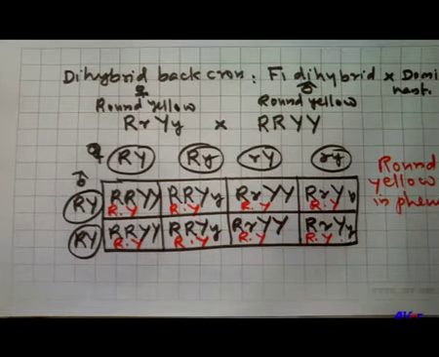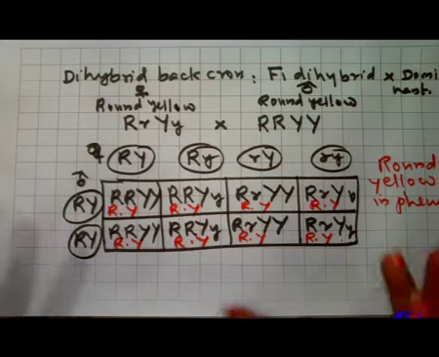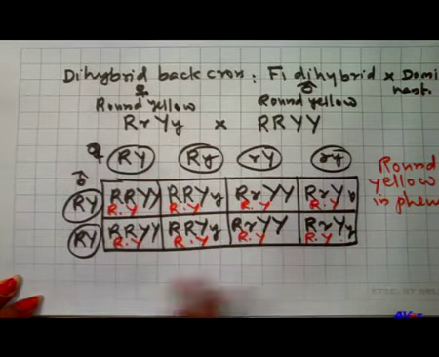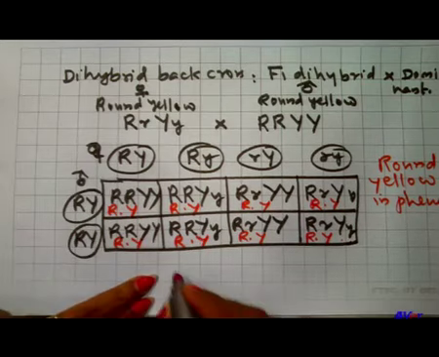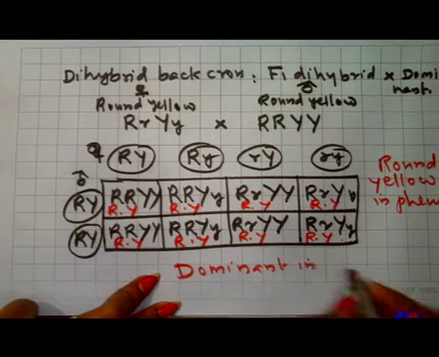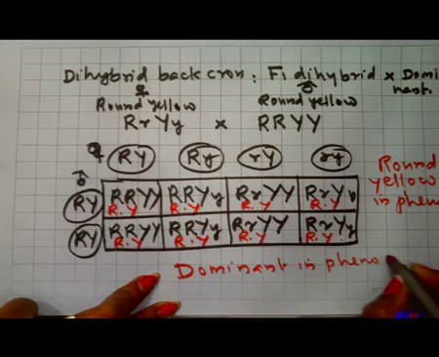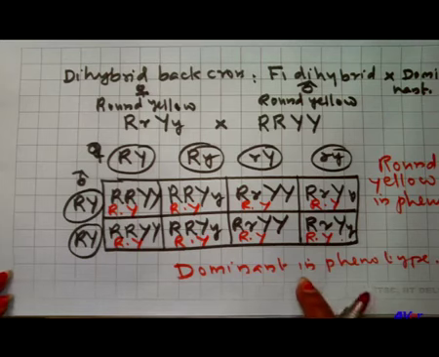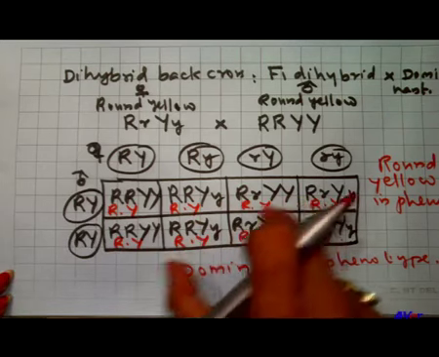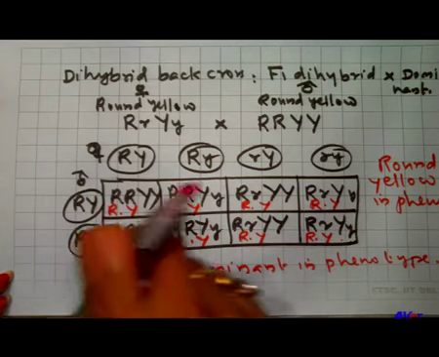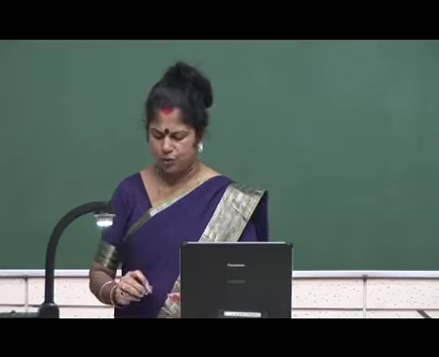We know that round yellow is the dominant character. So, it comes to the conclusion that in a back cross all the progenies obtained will be dominant in phenotype. But what about test cross? We will get 4 different phenotypes in equal proportion, that means in 1:1:1:1 ratio, that is the difference.